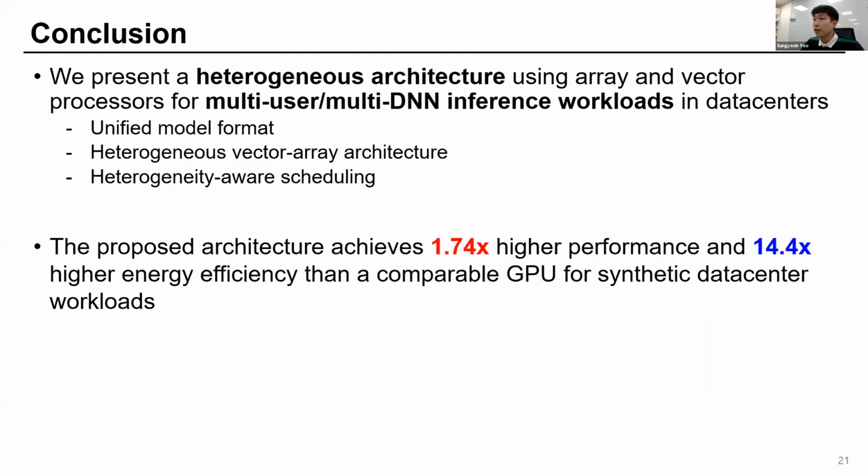In conclusion, we present a heterogeneous architecture using array and vector processors for multi-user, multi-DNN inference workloads in data centers. We propose a unified model that supports hardware-friendly decoding and multi-user, multi-request in AI accelerators. Next, we design a heterogeneous vector array architecture that supports multi-DNN workloads with flexibility. We also propose a heterogeneity-aware scheduling that addresses the underutilization problem with a heterogeneous vector array architecture. Ultimately, the proposed architecture achieves 1.7 times higher performance and 14.4 times higher energy efficiency than a comparable GPU for a synthetic data center workload.